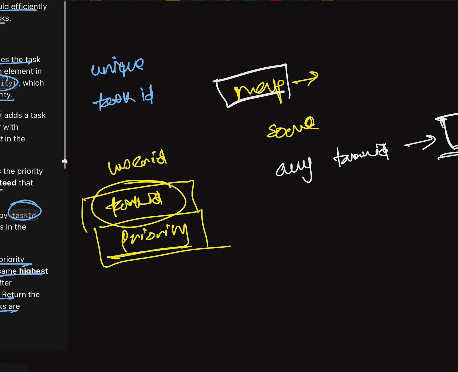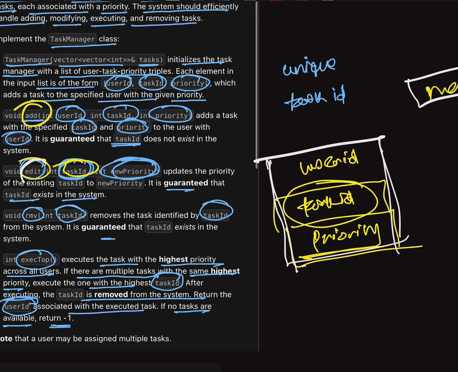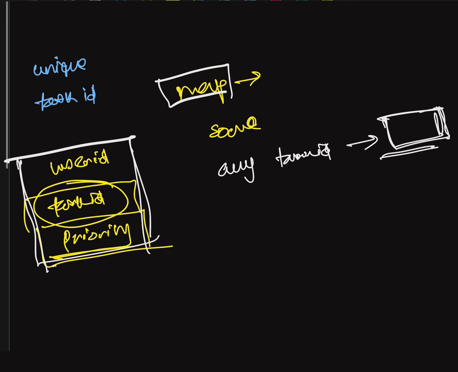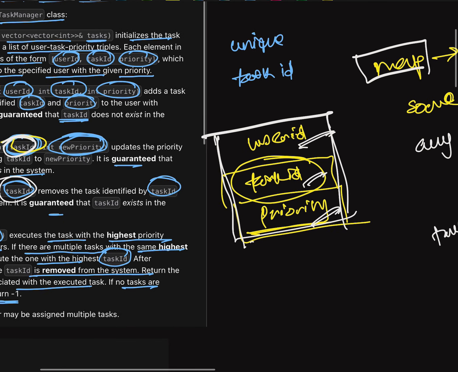For edit and remove, we get the task against the task ID and do the operation. So we need a mapping from the task ID to the current data, meaning the user ID, the task ID and the current priority. For edit, we create new data with the new priority and store it in the priority queue. I already explained why we need a priority queue: whatever has the highest priority will be executed first.